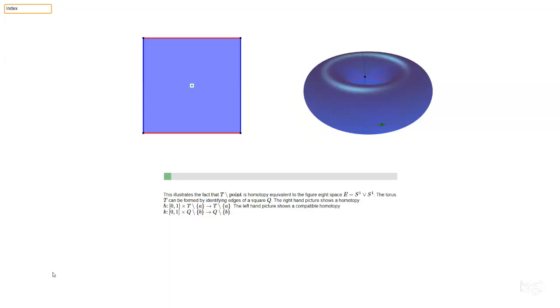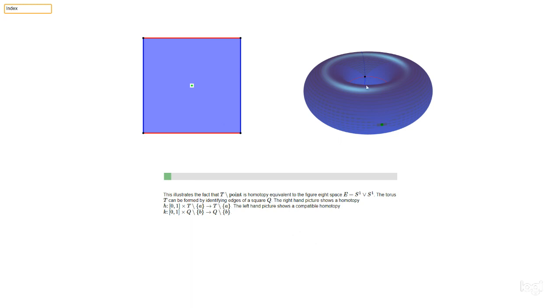Turns out that if you take a torus and remove a single point from it, then the resulting space is actually homotopy equivalent to the figure eight space, the union of two circles meeting at a single point. The purpose of this demonstration is to explain why that's true.